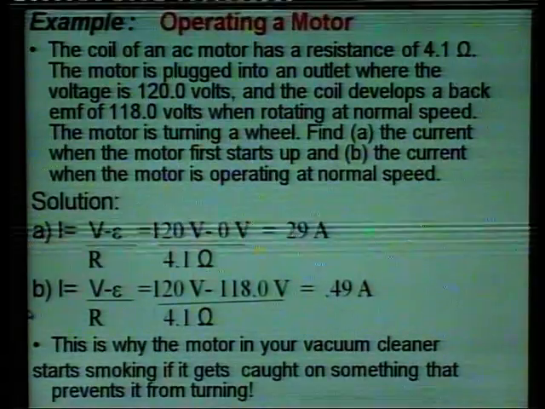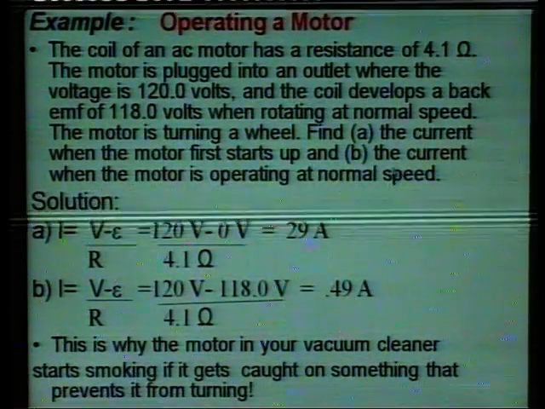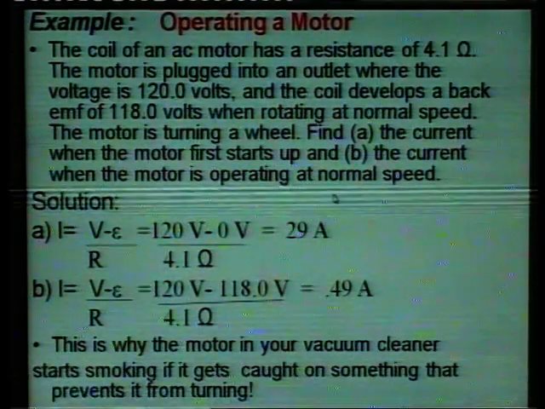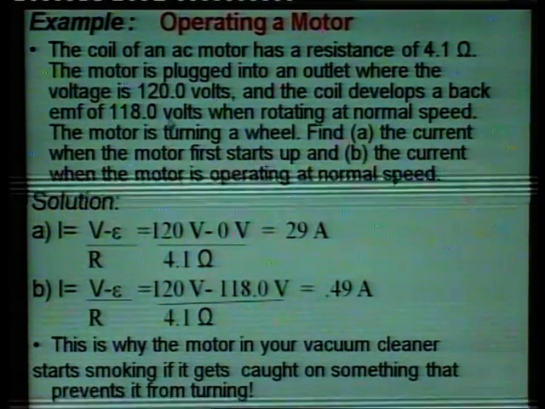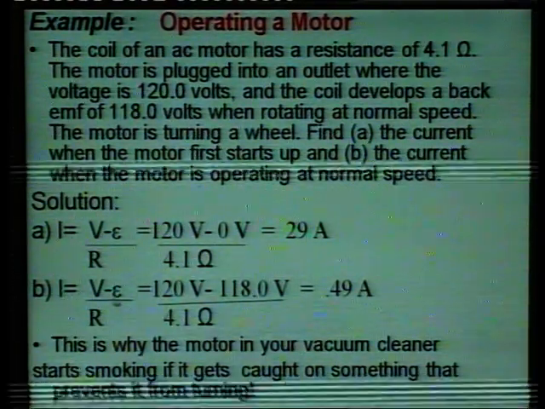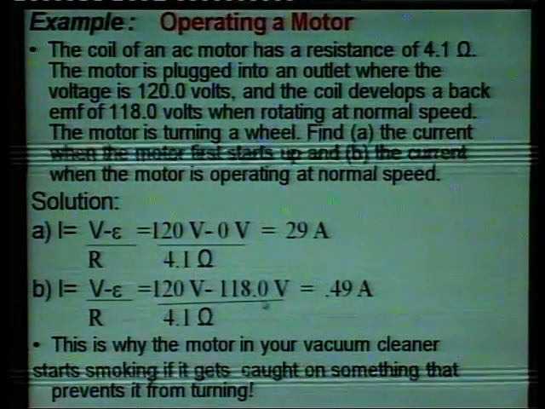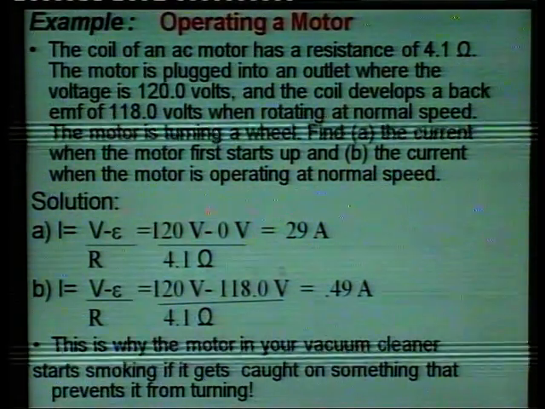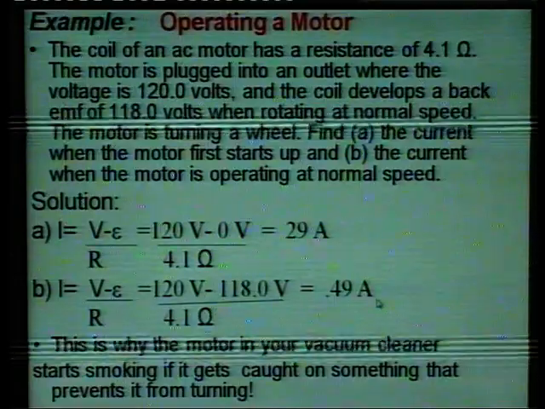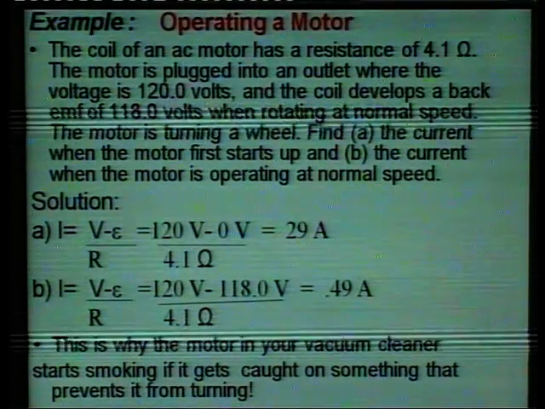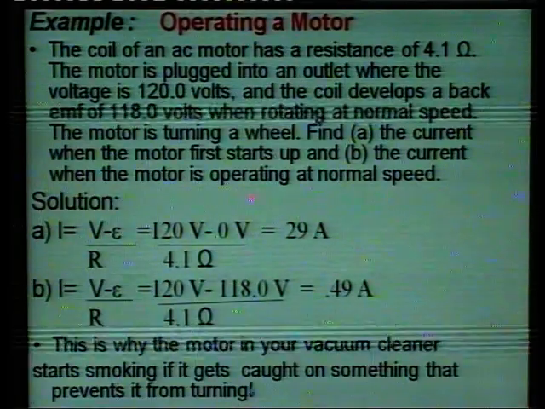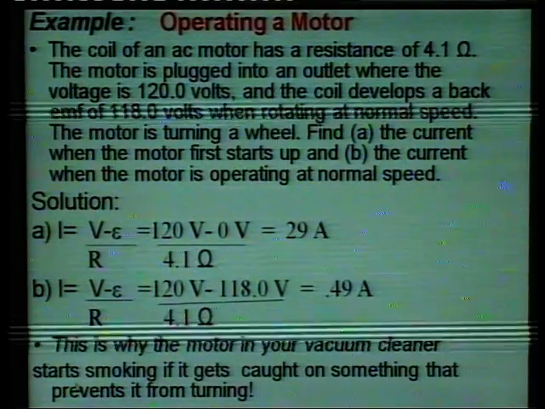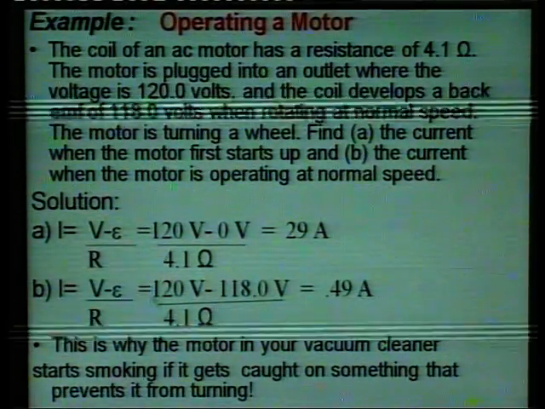And in the B portion of the question, the current when the motor is operating at normal speed: now the motor is operating at normal speed, that means the back EMF has already developed. So I is V minus E upon R, this is 120 volt minus the back EMF, that is 118 volt, divided by the resistance, 4.1 ohm, and I comes out to be 0.49 ampere. So this is why the motor in your vacuum cleaner starts smoking if it gets caught on something that prevents it from turning. That means if something gets stuck, that is why the vacuum cleaner starts smoking.